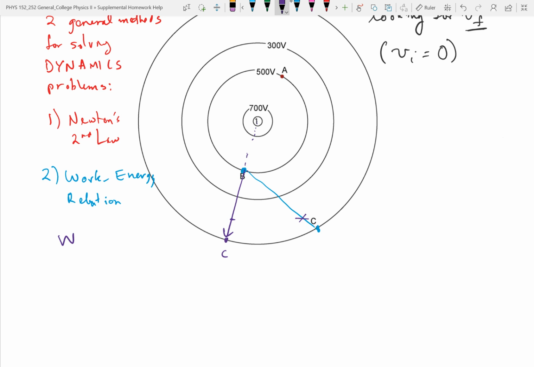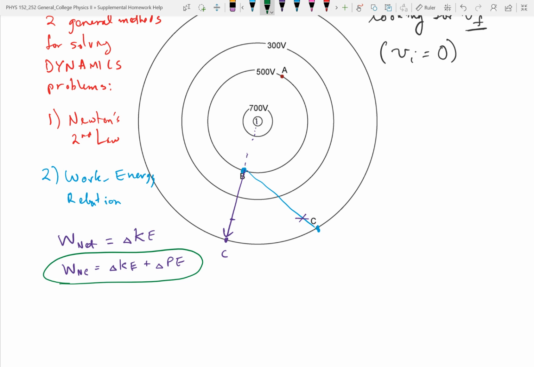The two things that you have for the work energy relation are: the net work is equal to the change in kinetic energy, or the work non-conservative is equal to the change in kinetic energy plus the change in potential energy. The two mean exactly the same thing fundamentally, because we break net work up into non-conservative plus conservative, and we define change in potential energy as minus the work conservative. So they're exactly the same meaning. And so the lower one is the one that I usually use.